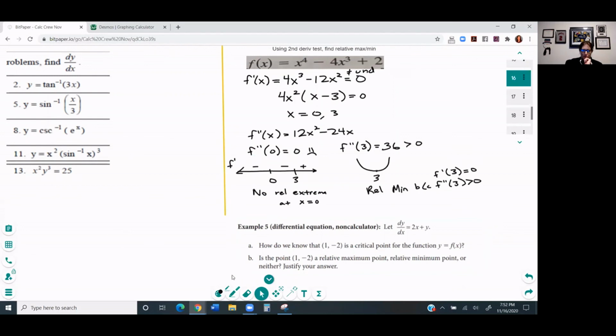So if you have like an implicit problem where you have x and y in your derivative, you couldn't do a sign chart because you know one's my critical value, but do I plug in 0 what? So then you have to use a second derivative test.